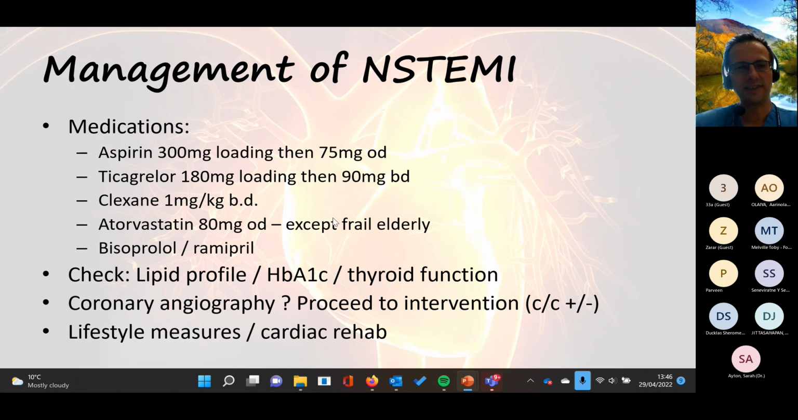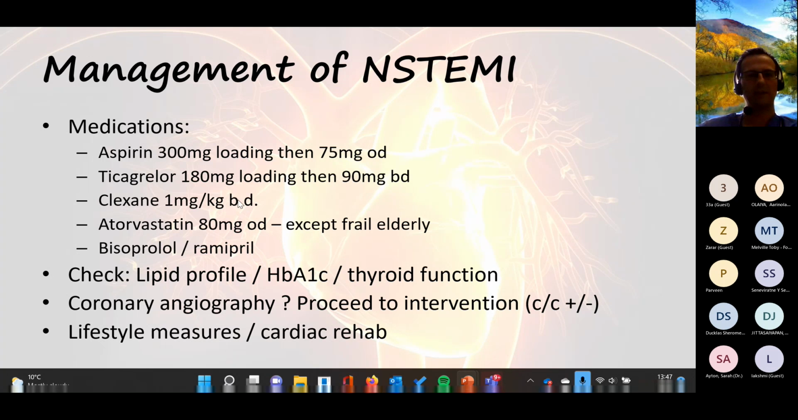How do you treat an NSTEMI? Well, we give aspirin and a loading dose followed by a regular 75. We talked last time about prasugrel for STEMIs. For NSTEMIs, we give ticagrelor for most patients. So it's 180 milligram loading, then 90 milligrams twice a day. We give 48 hours of clexane, 1 milligram per kilogram twice a day.